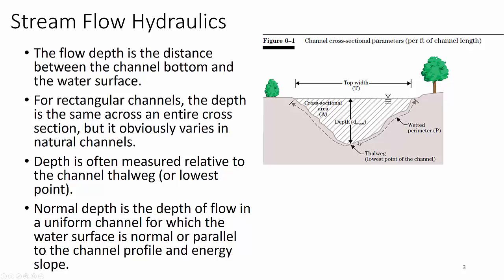The normal depth is the depth of flow in a uniform channel for which the water surface is normal or parallel to the channel profile and energy slope. It's flowing down the energy gradient perpendicular to topography.